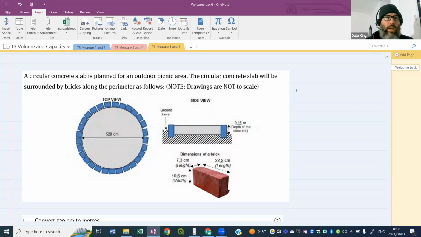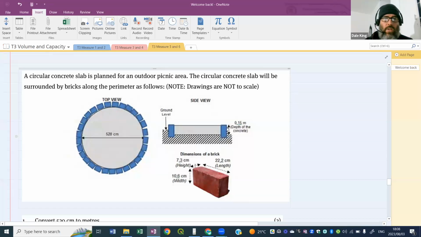So it says here we have a circular concrete slab. It's planned for an outdoor picnic area. The circular concrete slab will be surrounded by bricks along the perimeter as follows. Please note the drawings are not to scale. We've got a top view on the left of what the concrete slab looks like, and a side view on the right, a cross section of the slab. We can see the blue bricks and the gray concrete slab, and underneath is obviously the ground.